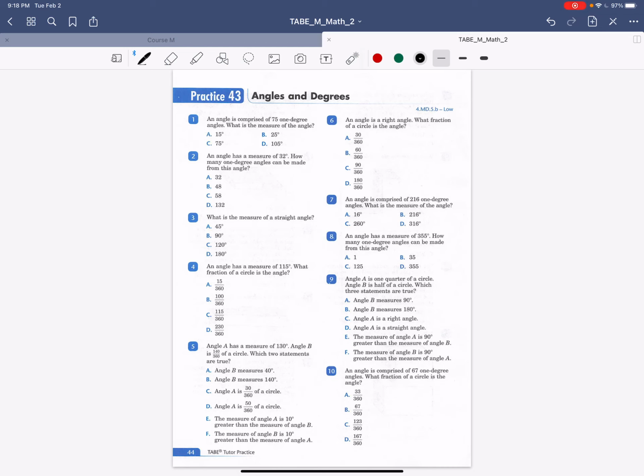Hello, and welcome to Practice 43. This one is all about angles and degrees.